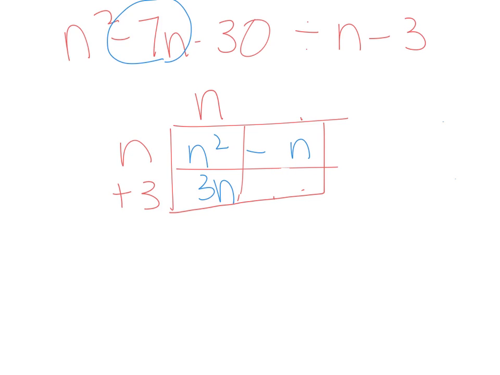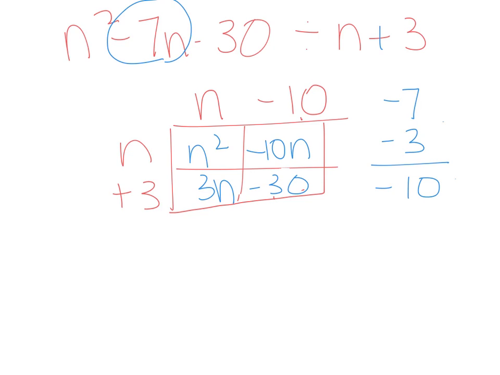3 times n is 3n. Fix that guy. I still want negative 7, so negative 7 minus 3, instead of being the other term, will be negative 10. So I replace that, and I do this right here. And negative 10 times n is negative 10n. Negative 10 times 3 is negative 30.